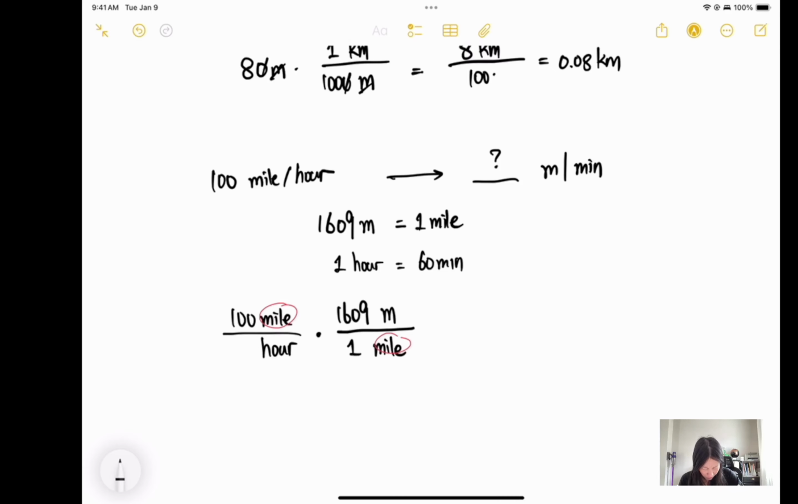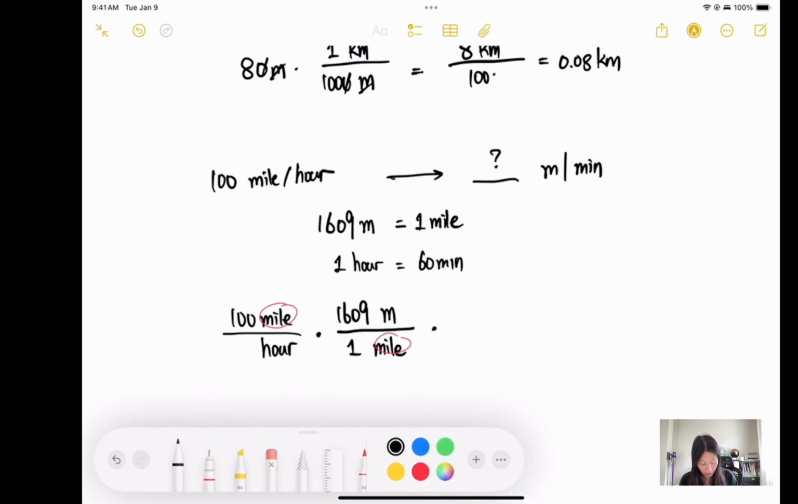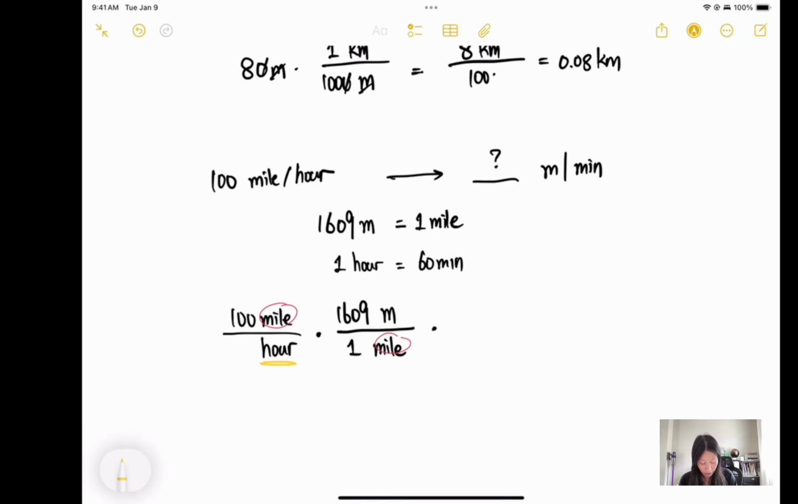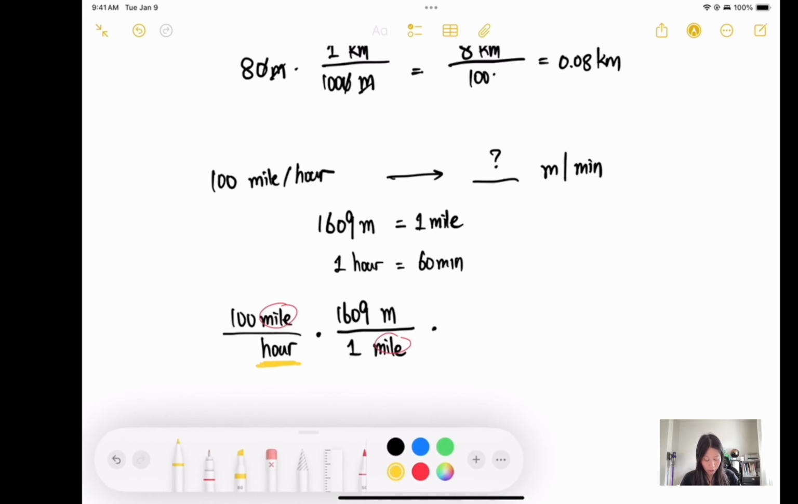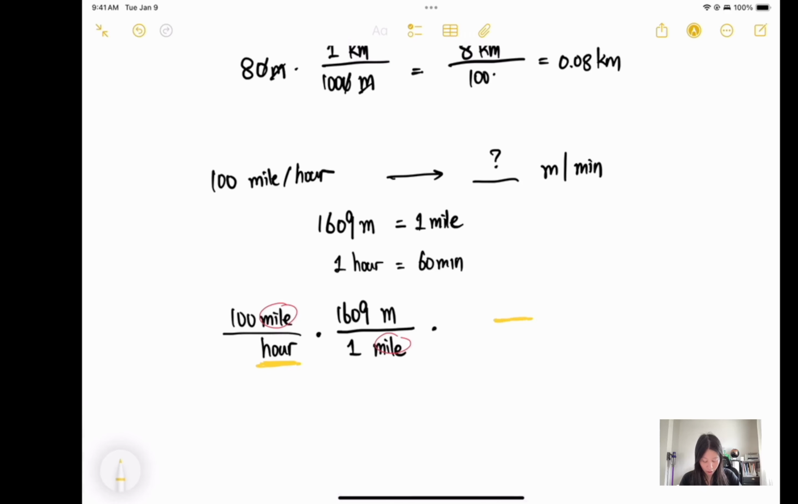The next thing I want to get rid of is the hour. Now the hour is in the bottom, right? So when I write the conversion factor, I want the hour on the top in this part, and the minutes on the bottom. Every 1 hour equals 60 minutes. So when they multiply, hour and hour get cancelled, mile and mile get cancelled. And now let's simplify it.